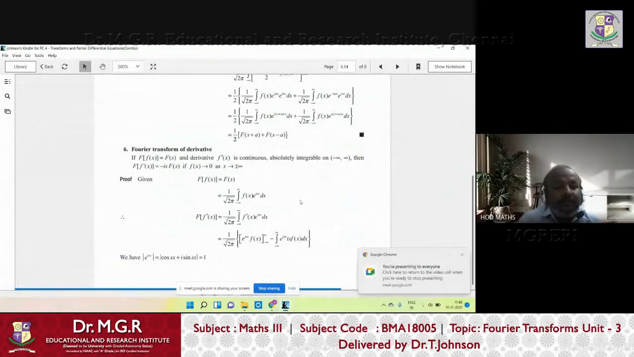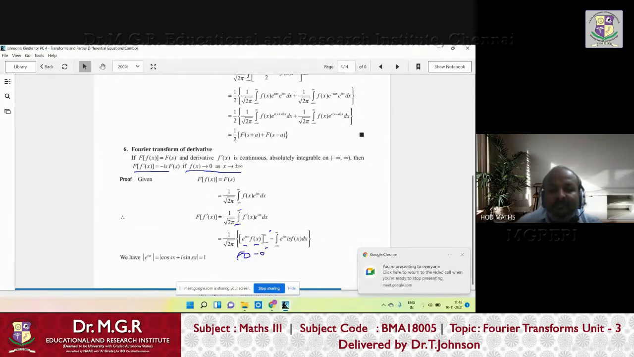Since u is this and v is this, there is some additional information given in the statement itself. It says this is true if f of x goes to 0 when x is plus or minus infinity. Whether x goes to infinity or minus infinity, f of x goes to 0. Since the limits are minus infinity and plus infinity, we have to apply the limits. We know e power infinity is infinity, but as per the statement, f of x goes to 0 both when x is infinity as well as minus infinity. So both the upper limit and the lower limit give 0 for this part.